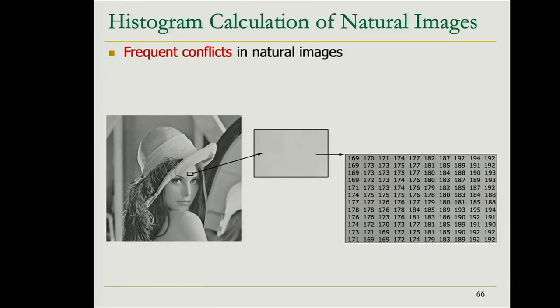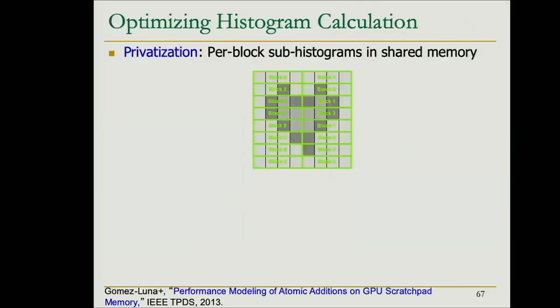So for example, these threads are reading all these pixels, and these two are reading pixels with value 192. And the distance between these two pixels is 2. So for sure, or very likely, they are going to belong to the same warp, right? So this will entail the serialization.